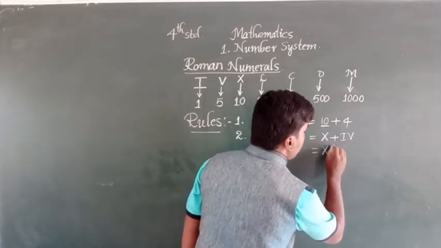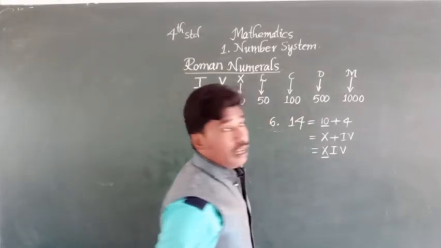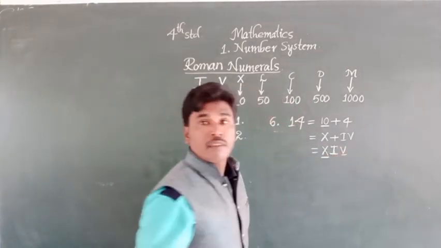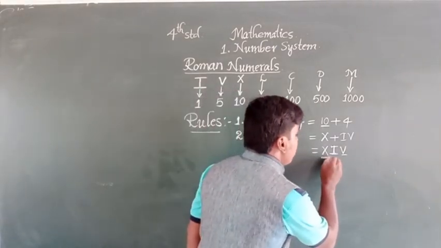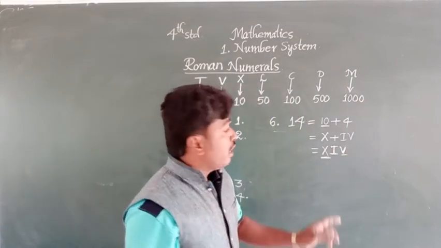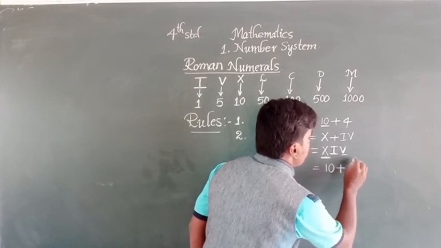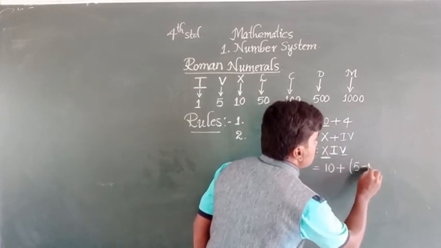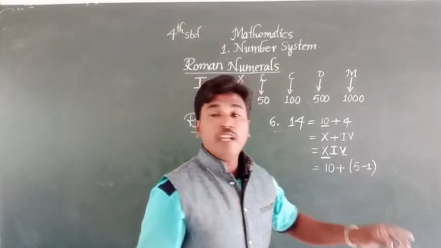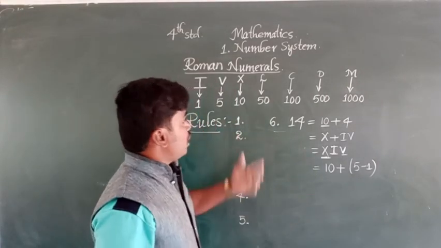How to write 14? X, I, V. First you should add 10, then from the greater number you subtract the smaller number. First write the greater number, then it is followed by the next number, and so you can write it as 10 plus 5 minus 1. 5 minus 1 is nothing but 4. 10 plus 4 is 14. Proceed to the next rule.